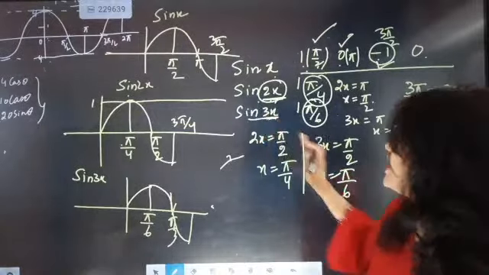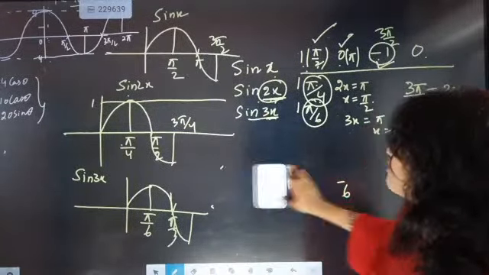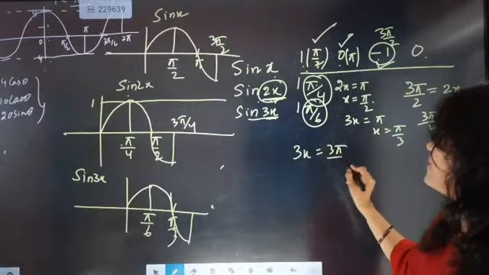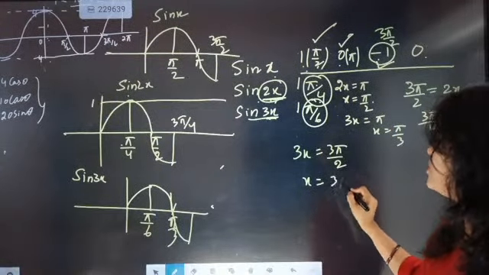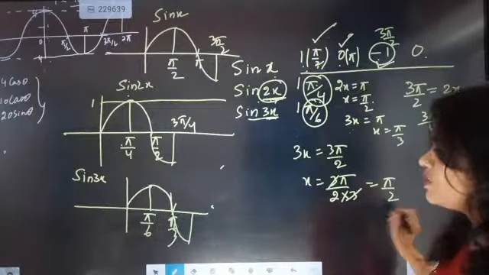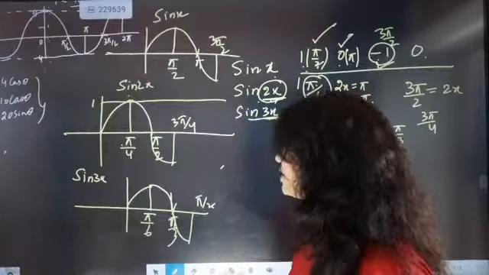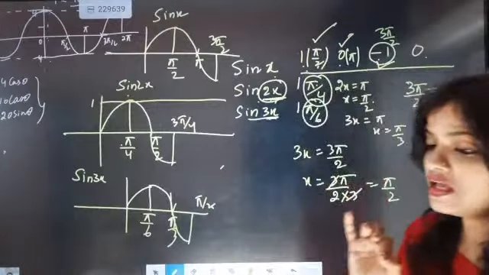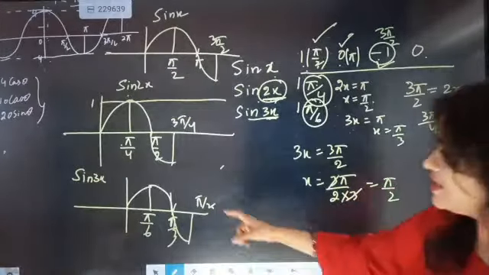And for 3x, what will be coming? 3 pi by 4? For 3x, you have to take 3x equal to 3 pi by 2, and then x will be equal to 3 pi by 2 into 3. So this is coming as pi by 2. So it is exactly going to come here at pi by 2. This much part of the graph is enough. This much part of the graph is more than enough. You will be able to write the angles here.